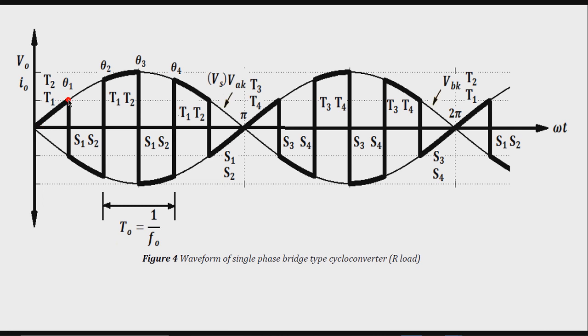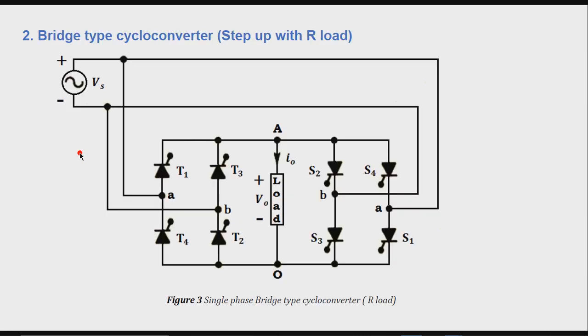Now at omega t equal to theta 1, T1 and T2 are force commutated and thyristors S1 and S2 are triggered. With this, the load voltage will be negative and follows the negative envelope of the supply voltage. As you can see, when thyristors S1 and S2 are triggered, the current flows through S1, then the load, and then S2.